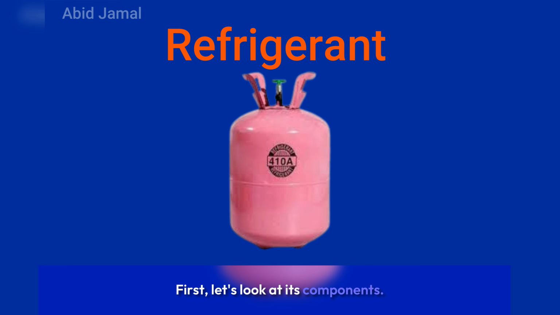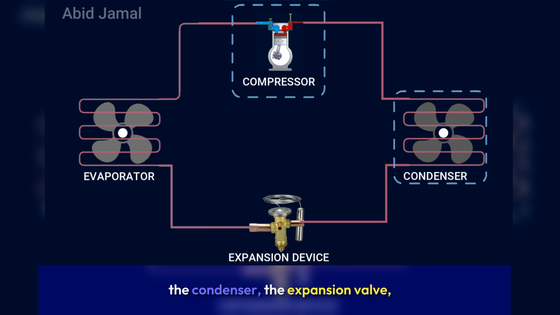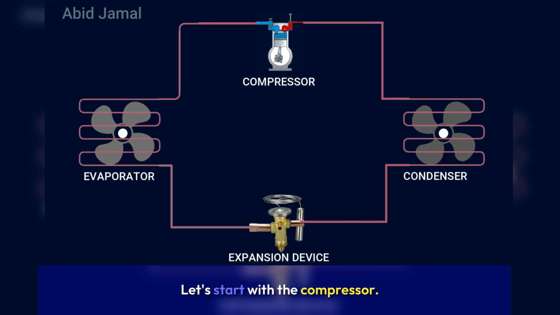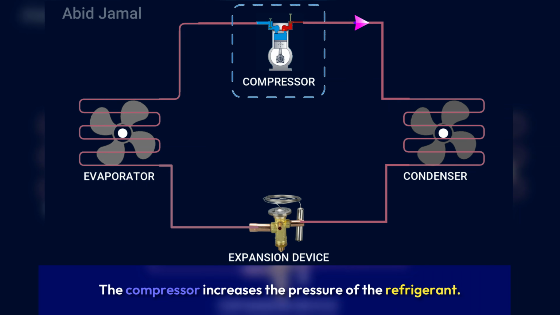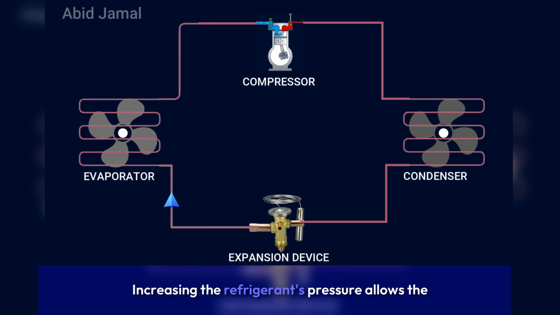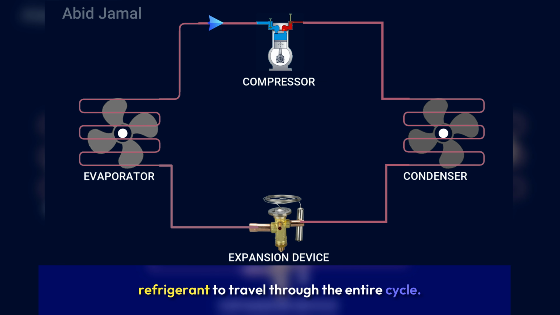First, let's look at its components. This cycle uses 4 important components: the compressor, the condenser, the expansion valve, and the evaporator. Let's start with the compressor. The compressor increases the pressure of the refrigerant. Increasing the refrigerant's pressure allows the refrigerant to travel through the entire cycle.